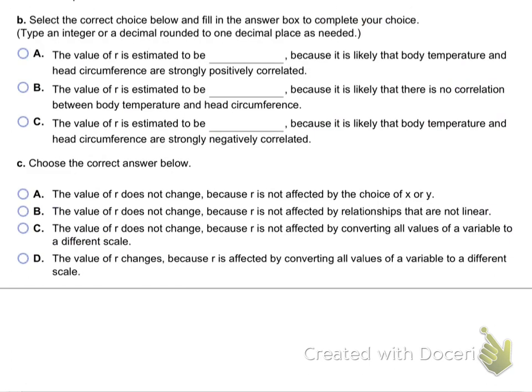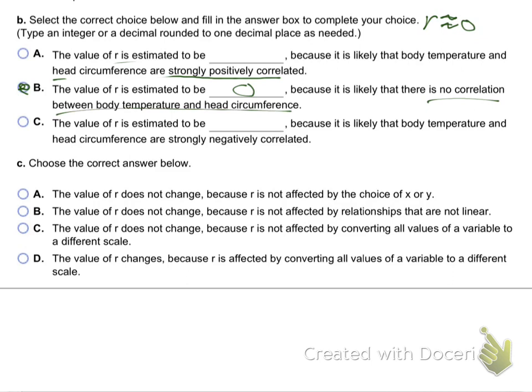Okay, select the choice. What do you think R should be about? Is there a relationship between head size and body temperature? No. So what is R then? R is about 0, isn't it? I'll put shaky equals. It's approximately 0. It's close to 0. Okay, so the value of R is estimated to be 0 because it is likely that body temperature and head circumference are strongly correlated. No. So it's not that one. It's got to be B because no correlation exists.